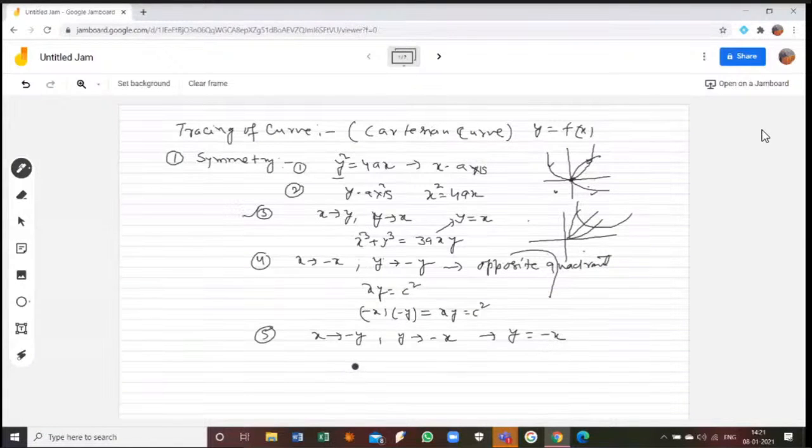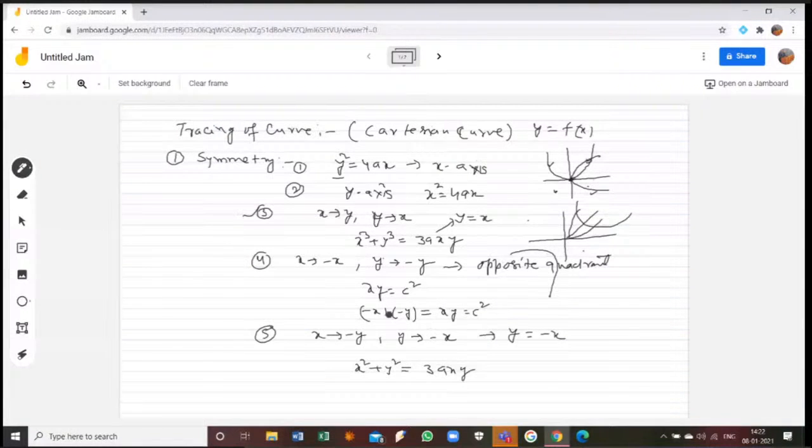For example, if we take x square plus y square equal to 3axy, then if we replace x by minus y and y by minus x, this curve remains the same. So it is symmetrical about the line y is equal to minus x. So these are the points you have to check: whether the curve is symmetrical about the x-axis or y-axis, or y is equal to x, in the opposite quadrant, or y is equal to minus x.